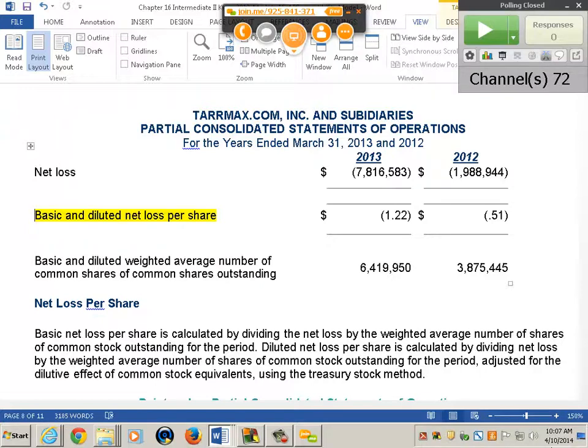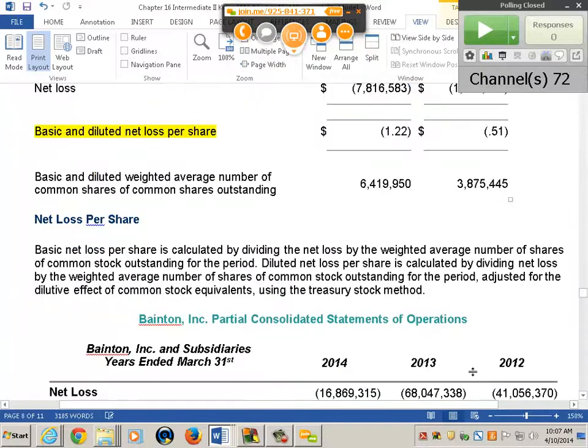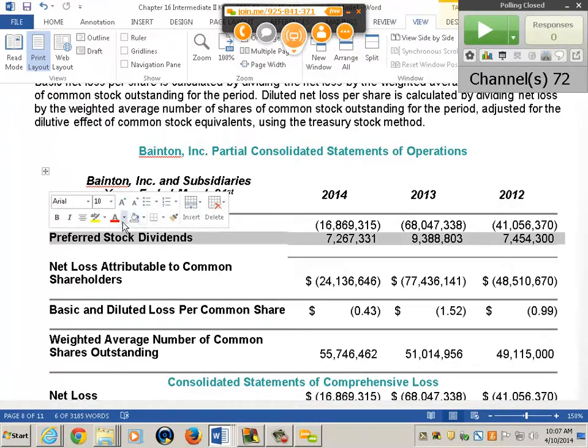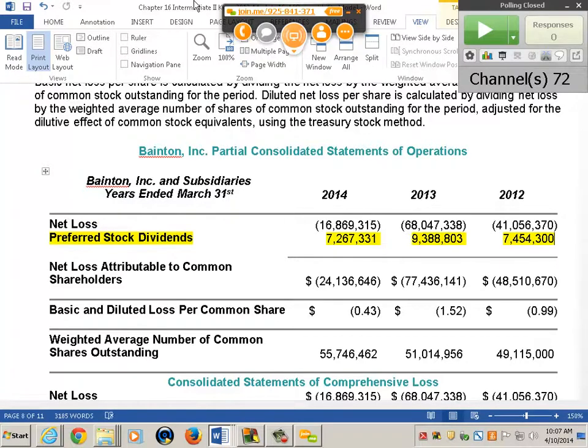So they would only show basic and diluted loss per share. And then, of course, they describe that they used the treasury stock method if, in fact, that was the case. The next very important disclosure for me to make sure you understand is that preferred dividends increase the net loss.